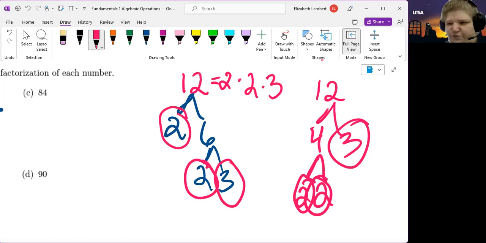Feel free to have a little list of prime numbers if that helps you remember when to stop. Typically, we're only going to use 2's, 3's, 5's, 7's, maybe an 11 or a 13, but not too often.